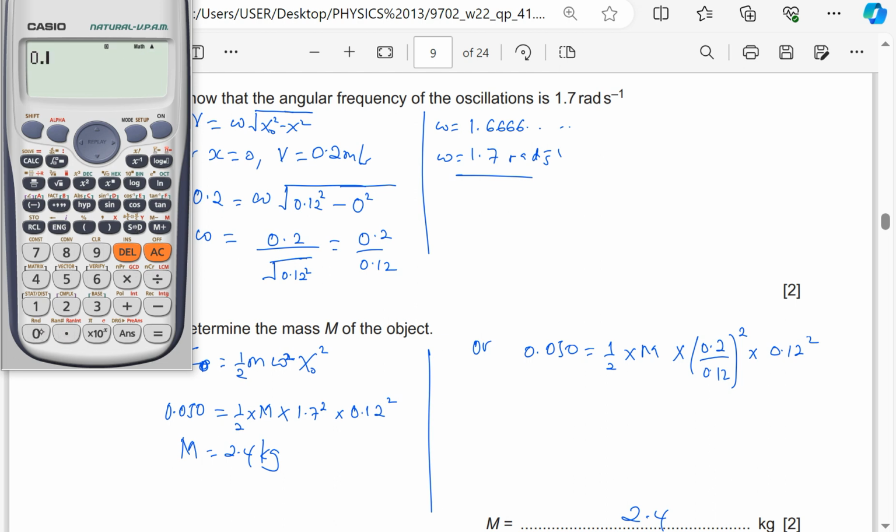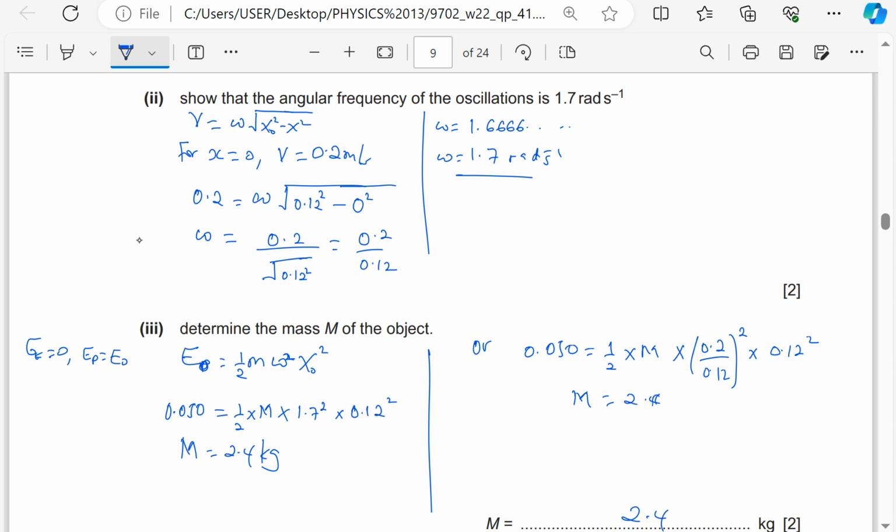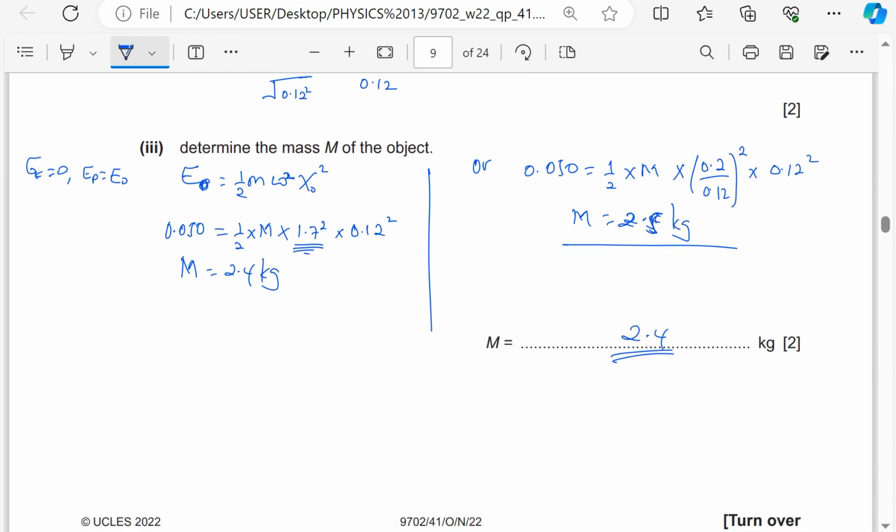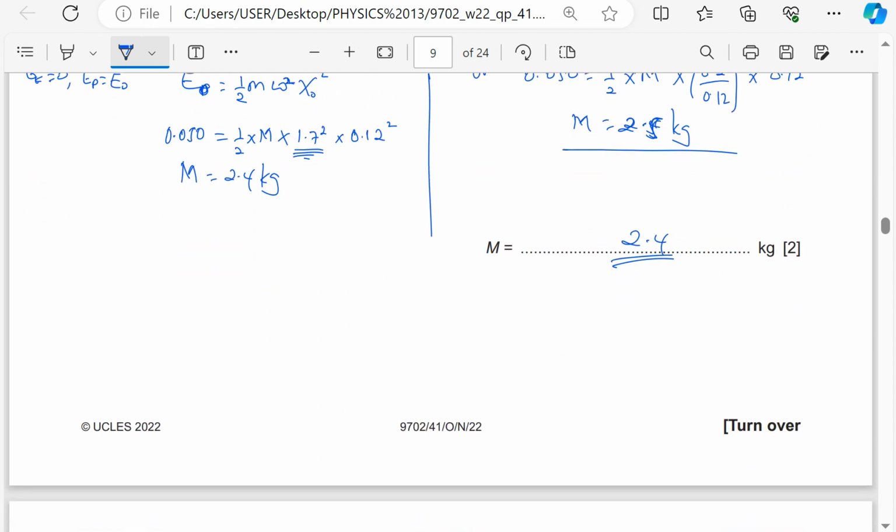Okay, let me repeat this. 0.05 times 2. Then divide by 0.12 squared. Then I'm going to divide this by open brackets 0.2 divided by 0.12, close the bracket, but this is squared, which gives me 2.5. So m is most likely going to be 2.5, depending on how you round off. If you use a rounded value of omega, you'll get 2.4. If you use an exact value of omega, you'll get 2.5 kilograms. The examiner will decide the tolerance, but most likely both answers will be credited.